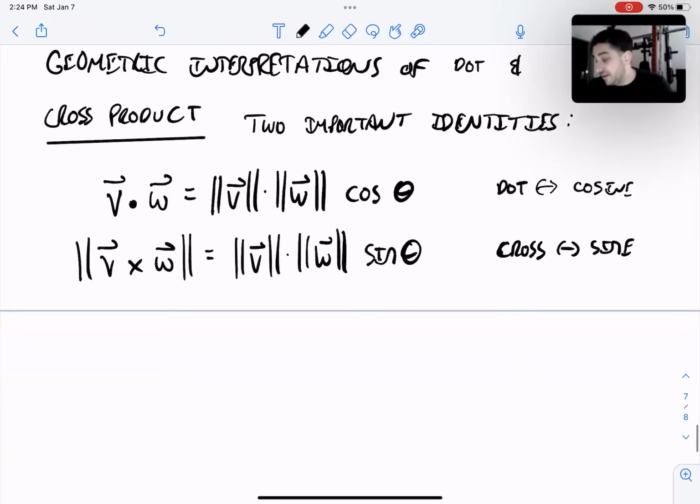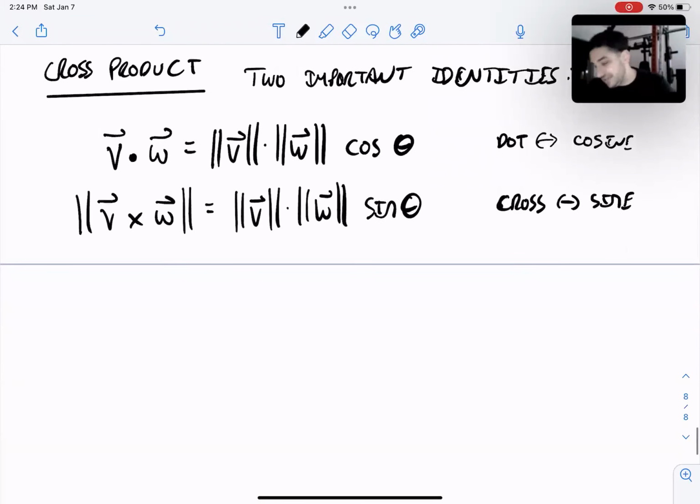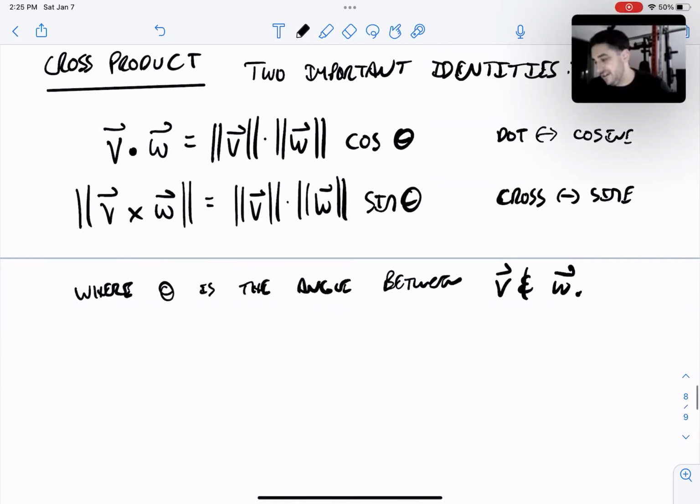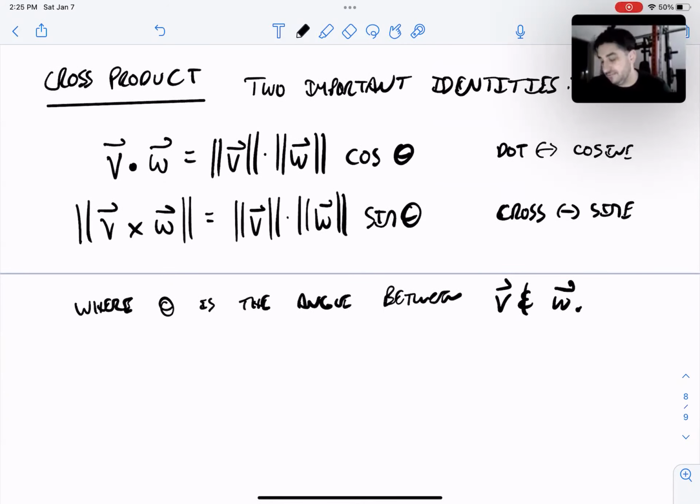One thing I haven't said is what's theta, right? Well, theta is the angle between V and W. Right, so these are the two important identities to commit to memory.